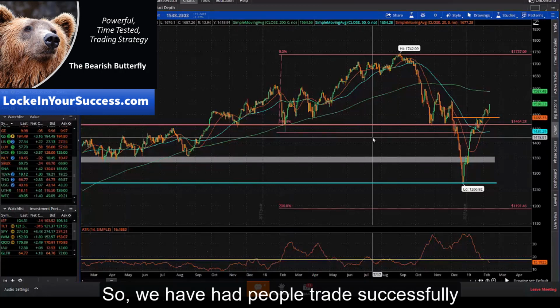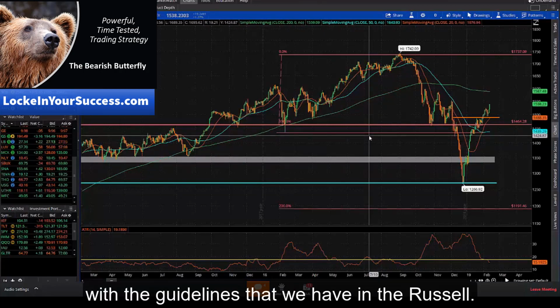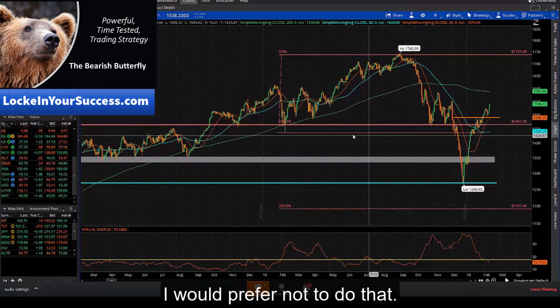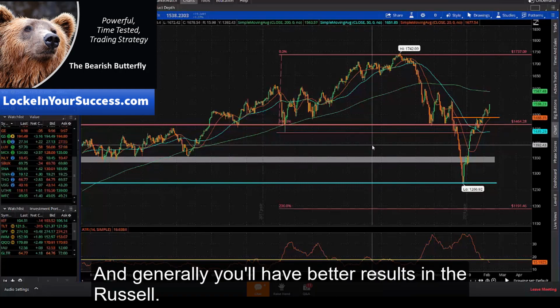So we have had people trade successfully in the SPX with the M3 with the guidelines that we have in the Russell, and you can do that. I would prefer not to do that. I prefer to do it in the Russell. Your reward for trading is better, and generally you're going to have better results in the Russell.